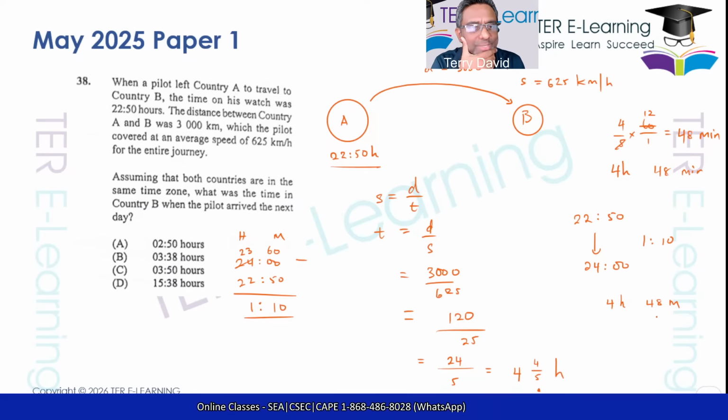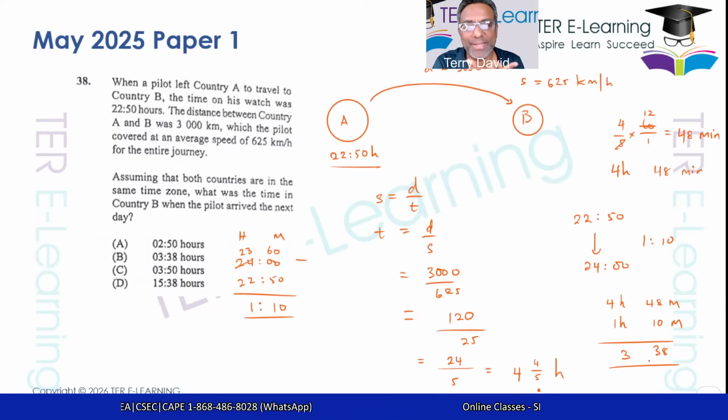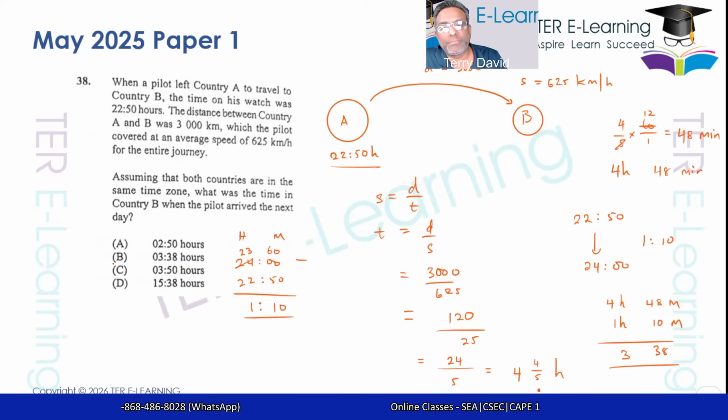Right? All I need to do is to take the 4 hours and 48 minutes, and I just need to subtract an hour and 10 minutes. That's all I need to do, right? So 48 minutes minus 10 minutes, you'll get 38 minutes. And 4 take away 1 is 3. So the time at which you will arrive there will be 3:38 a.m. So the answer is B.